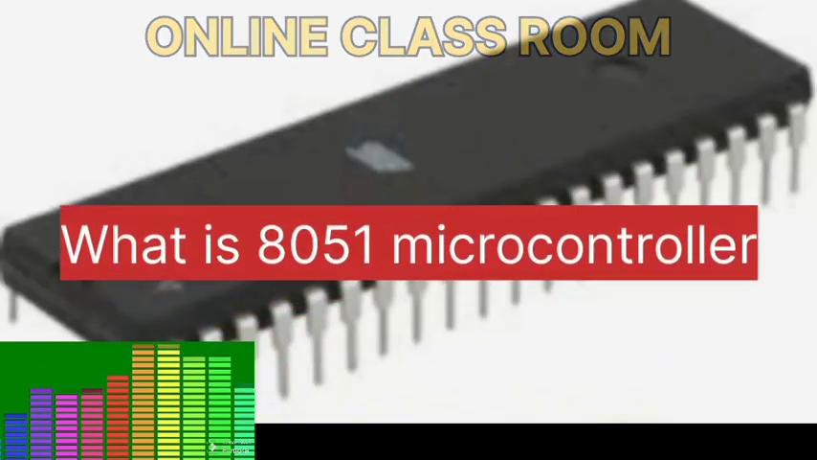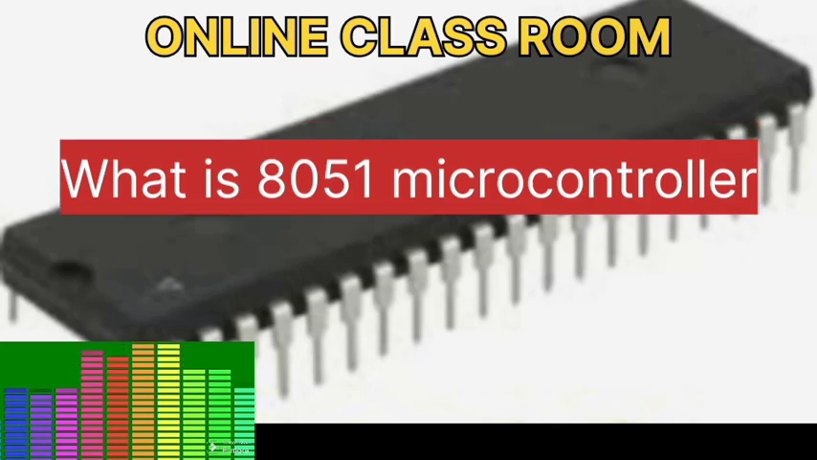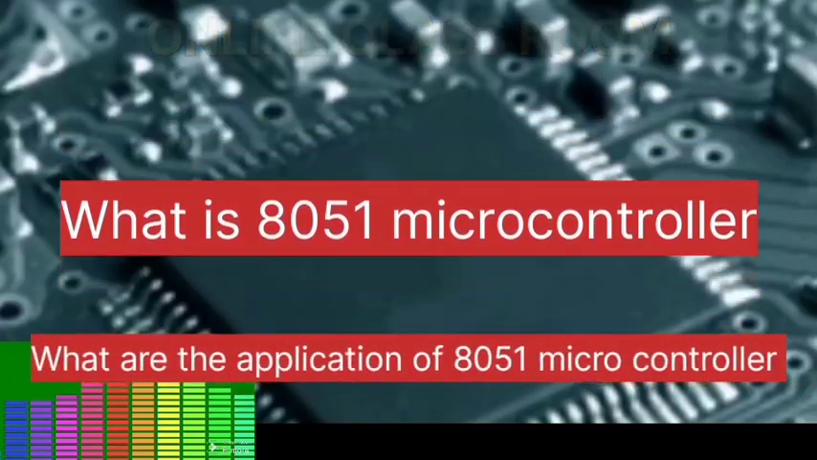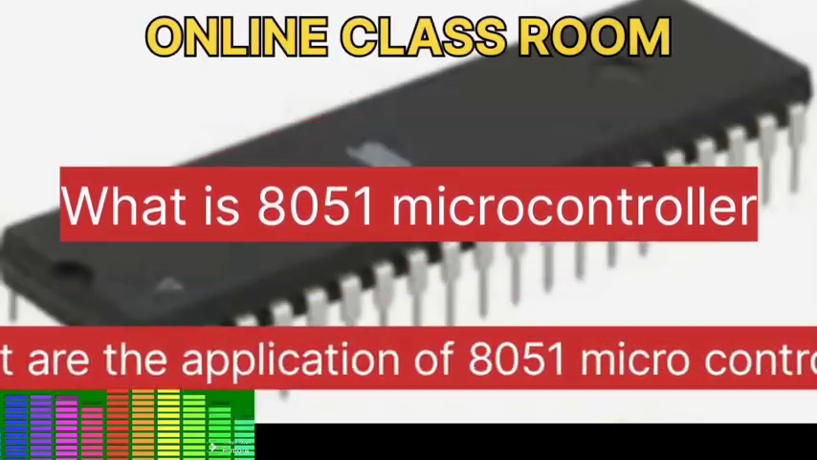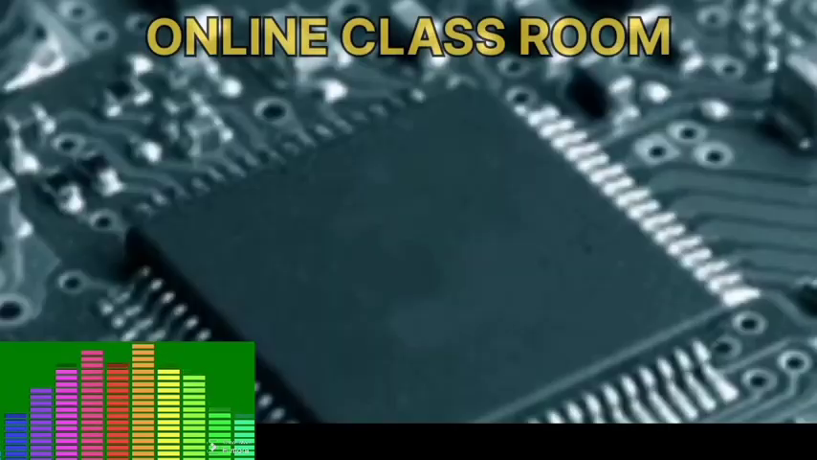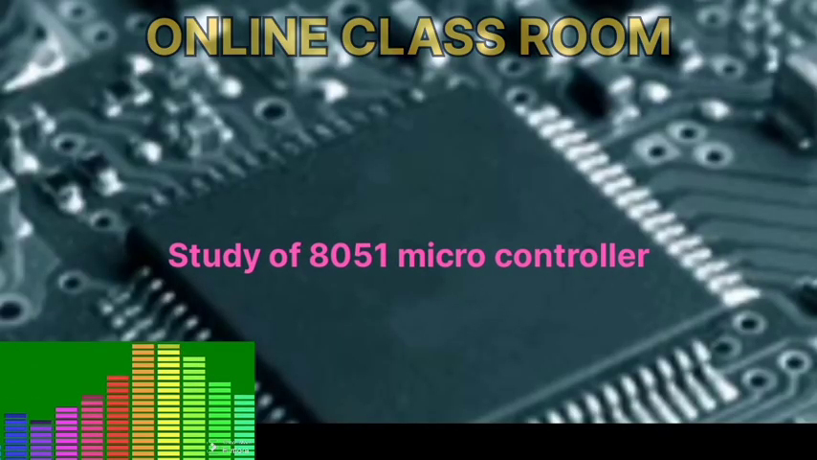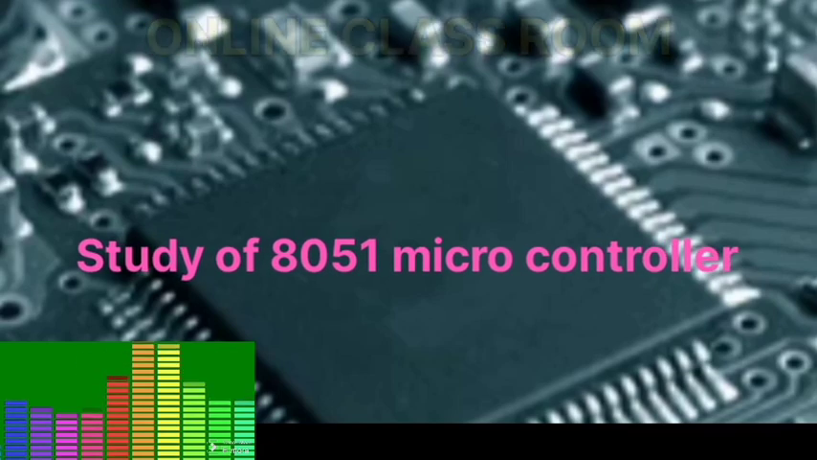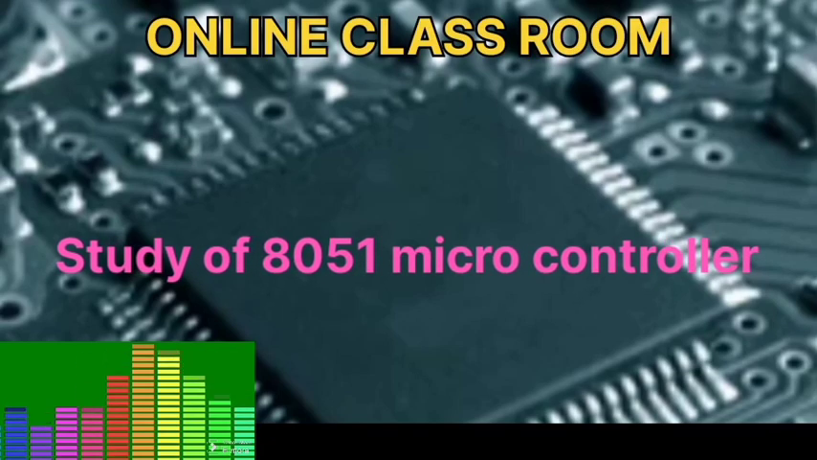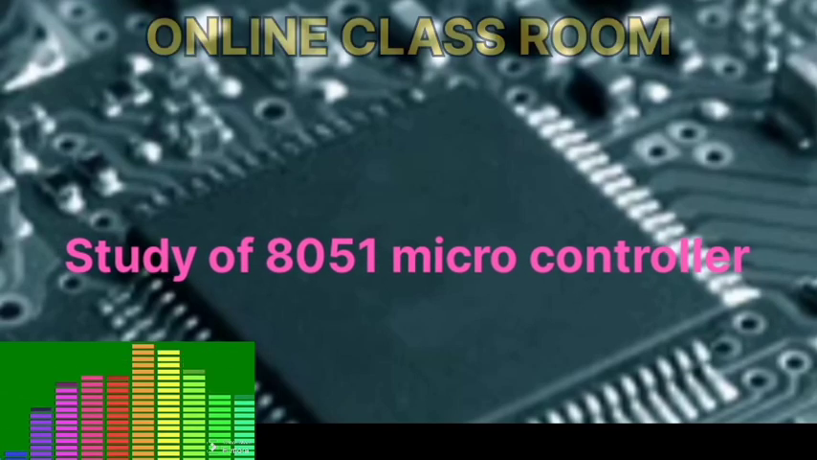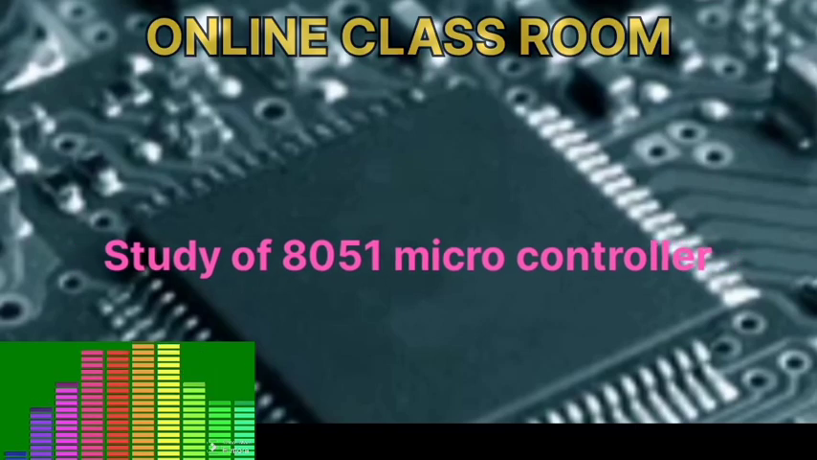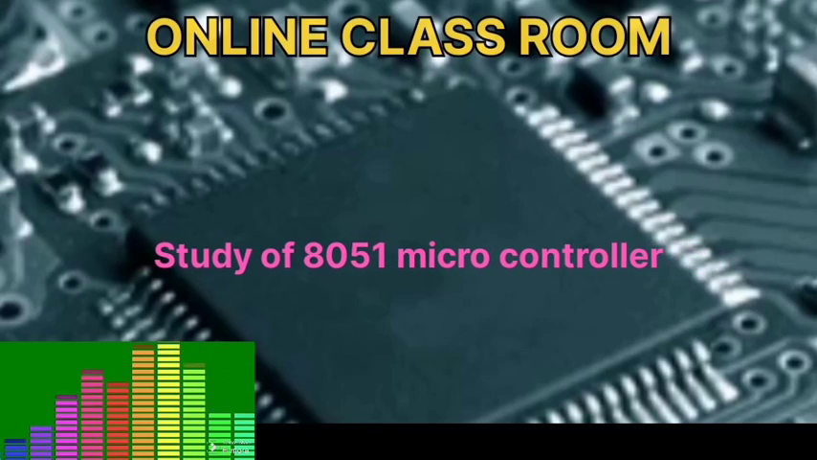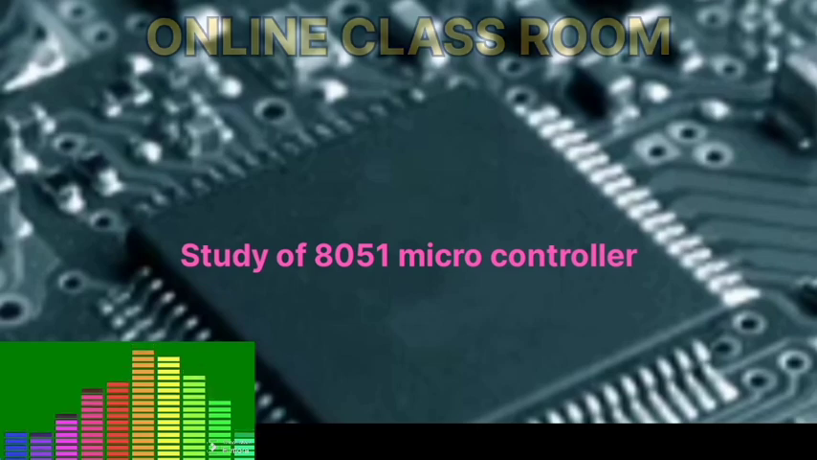Today's topic is what is 8051 microcontroller and what are the applications of 8051 microcontroller. The 8051 microcontroller is a type of microcontroller that has an 8-bit data bus and a 16-bit address bus. It can access a code memory space of 64 kilobytes and a data memory space of an additional 64 kilobytes using the 16-bit address bus.